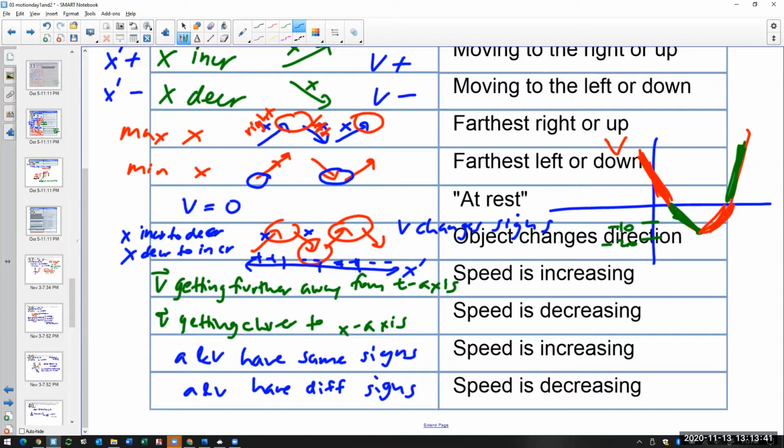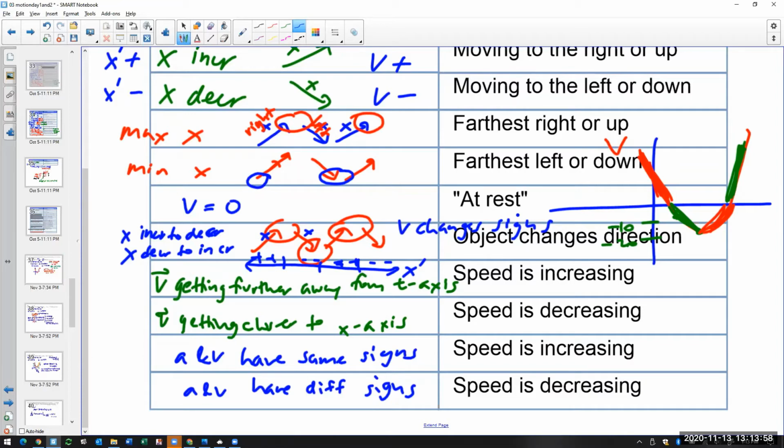I'm walking this way, the wind's blowing this way. Am I speeding up or slowing down? I'm speeding up, right? So if acceleration and velocity are both negative, they're both going the same direction. Does that make sense? The particle and the wind are going the same direction, so you're going to speed up.